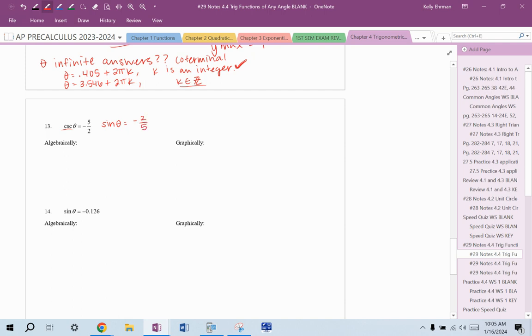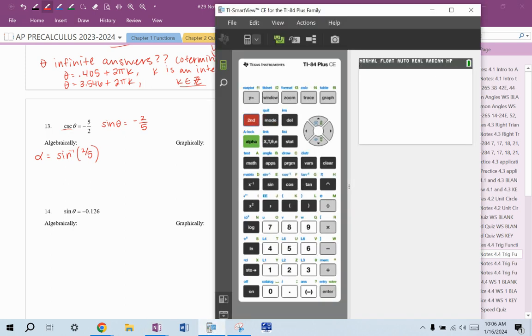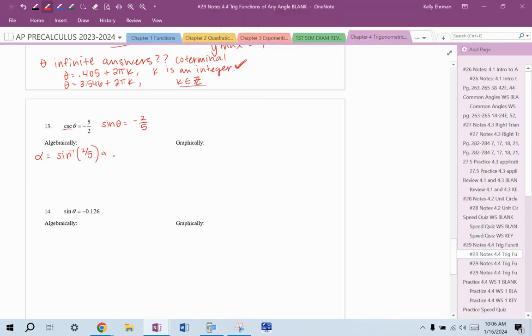Now for your calculator, to find alpha, don't type in the negative. So for alpha, we're going to do inverse sine of 2 fifths. We want it to find the quadrant 1 reference angle, and we can't have it finding quadrant 3 or quadrant 4 or something like that. So if I do inverse sine of 2 fifths, I get that alpha is 0.411, etc.